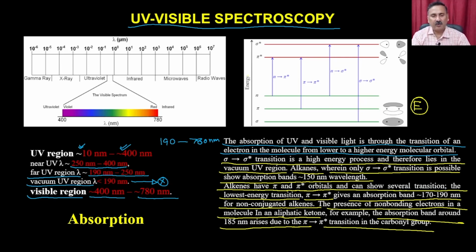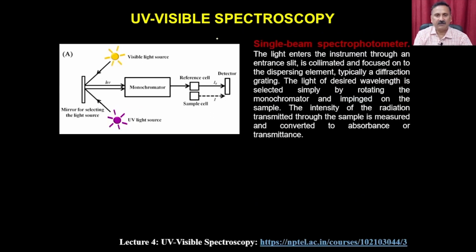So when you want to perform UV visible spectroscopy, you are going to use a spectrophotometer, which measures the UV visible absorption and gives you the spectra, right? A spectrophotometer can be of two types. It can be a single beam spectrophotometer or a double beam spectrophotometer.